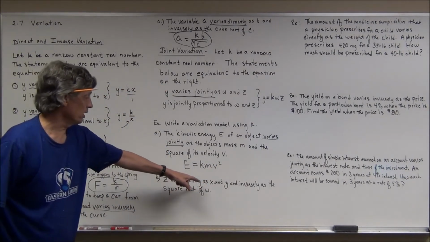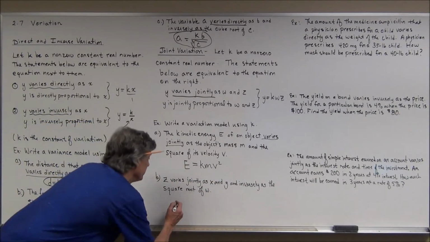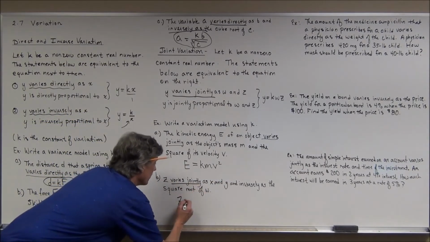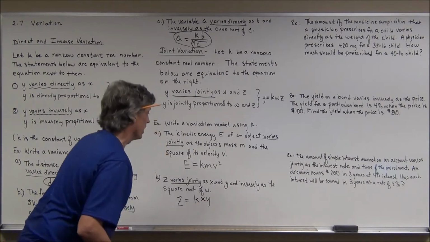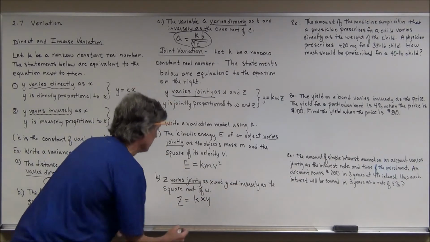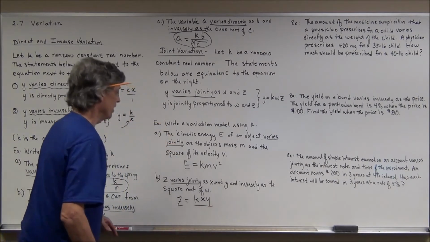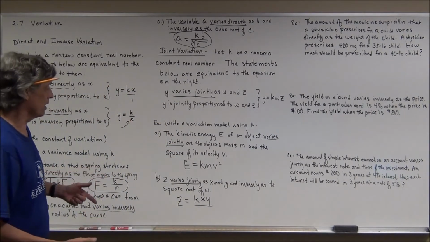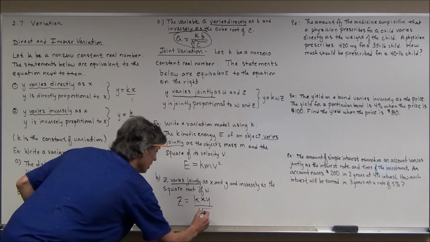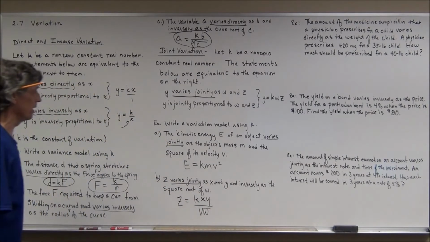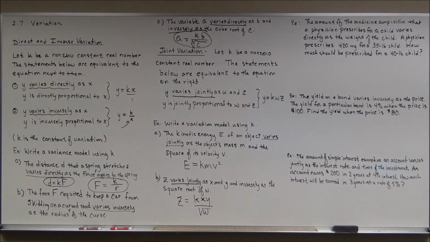Z varies jointly as x and y. There's my constant of variation. And inversely, so in the denominator, another example of combined variation, as the square root of w. So the square root of w in the denominator. It's not so bad, and you can use these to actually solve problems.